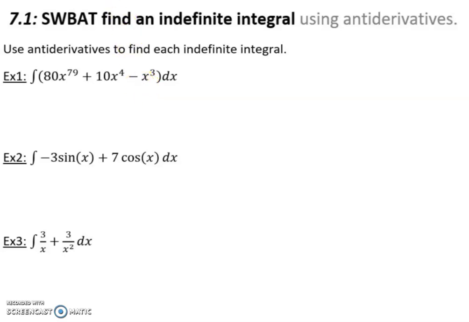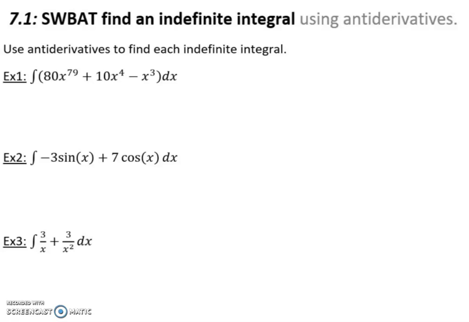Today's objective is that we are going to find indefinite integrals using antiderivatives. So our first example is the integral of 80x to the 79th plus 10x to the 4th minus x to the 3rd. And it's important to know about integrals, just like derivatives, that you can just take each term by itself.